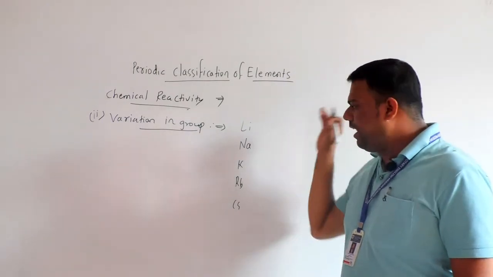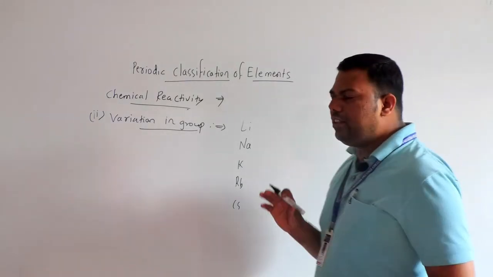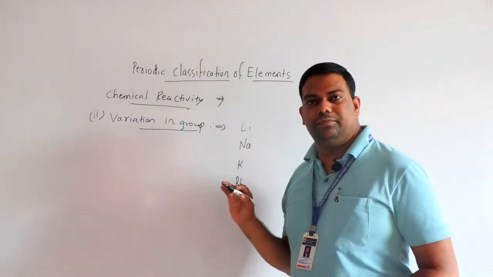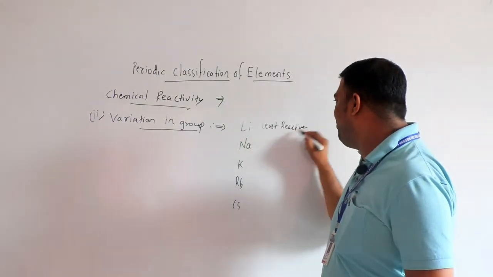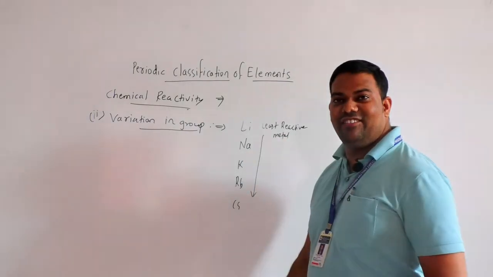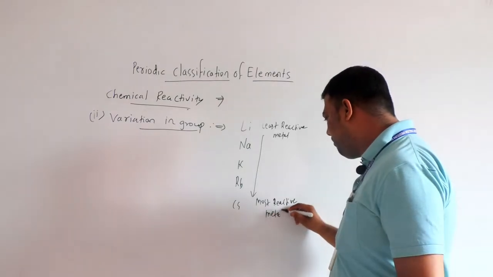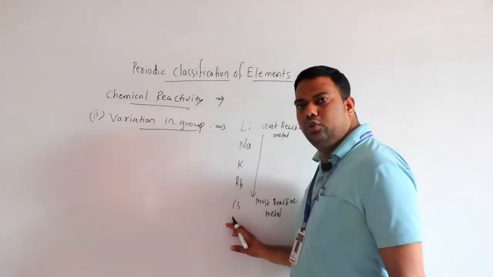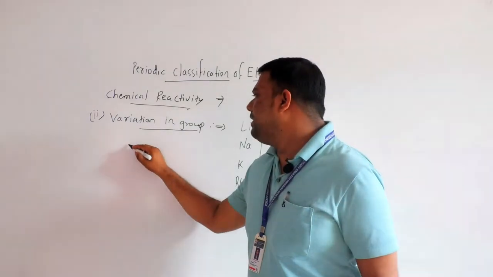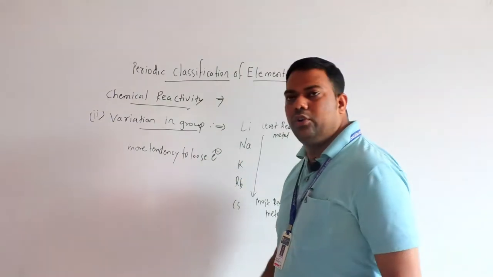The valence electrons here are one only. Understood? Suppose you are thinking from lithium to cesium. Lithium we can consider the least reactive metal, and down the group reactivity will increase. Cesium is the most reactive metal. Why is it like this? Because it has more tendency to lose electrons.